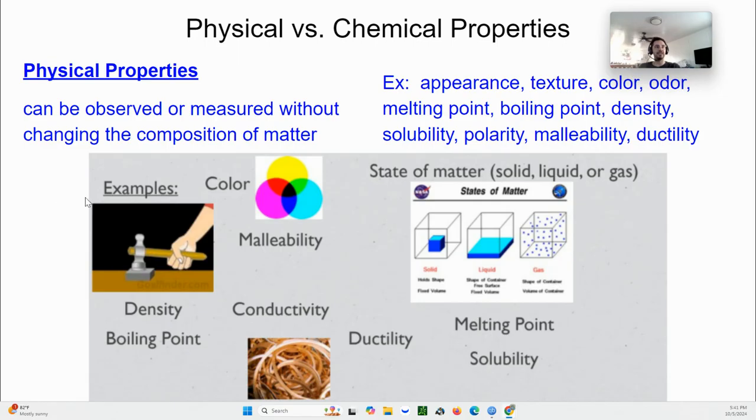All right, so let me just make this simple. Physical properties can be observed without changing the composition of matter. We can observe or measure them without changing the composition of matter. So we can look at the color without changing it. We can look at malleability, conductivity, ductility, melting point, solubility, boiling point, density, the state of matter. All of those things are physical properties. So what are these things? Let's talk about malleability.